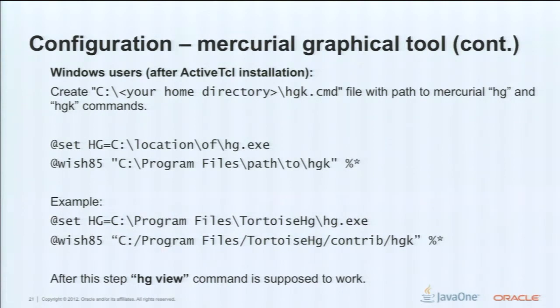And here is an example. If you, for example, downloaded TortoiseHg, you just specify two lines like that. But actually, TortoiseHg has its own graphical tool, and a very good one. It basically implements the same visualization of the Mercurial tree as hgview.